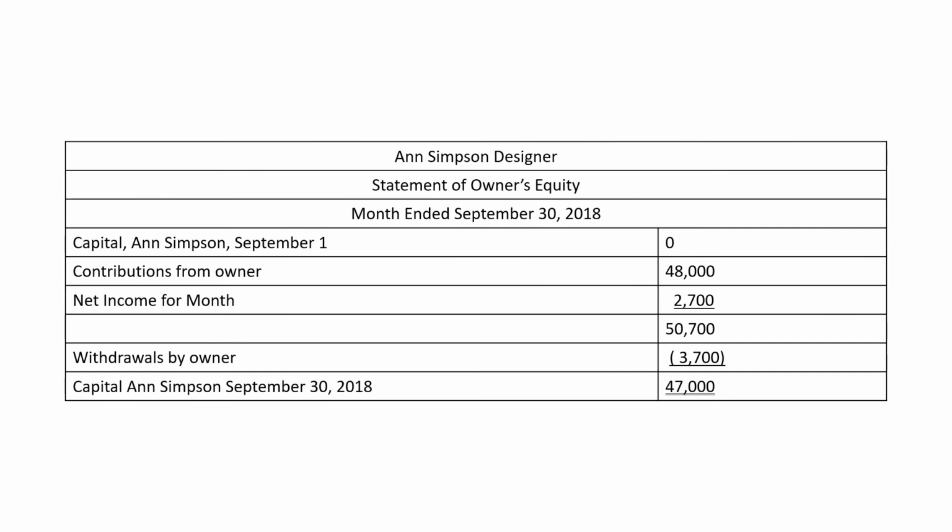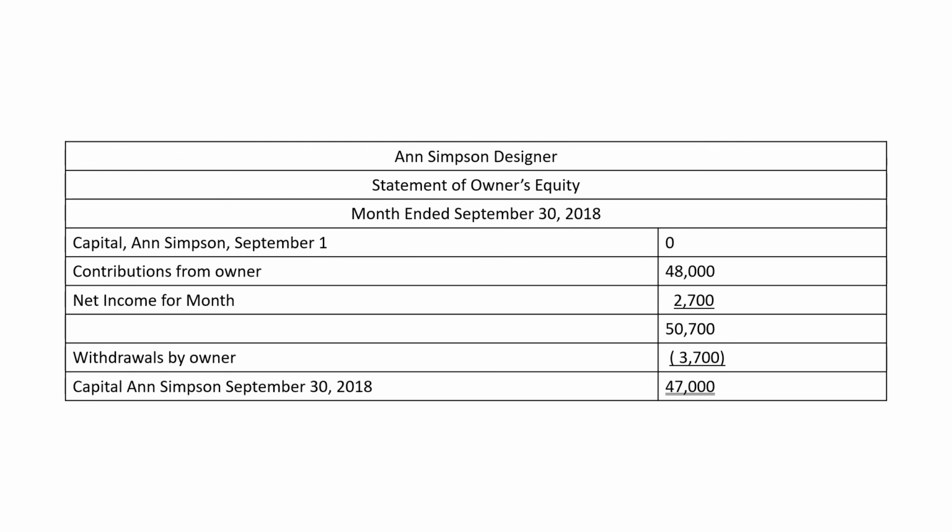The next financial statement will be the statement of owner's equity. Remember, that's also for the month ended September 30th, 2018. Capital, Ann Simpson, September 1st, starts at 0. She's just started her business. Contributions from owner, $48,000. We already determined the effect of revenues and expenses, which was net income for the month of $2,700. So remember, the only items that could change owner's equity are contributions from the owners, withdrawals from the owners, and net income or net loss, revenues and expenses. So we've accounted for 3 of the items, the contributions and the revenues and expenses so far.